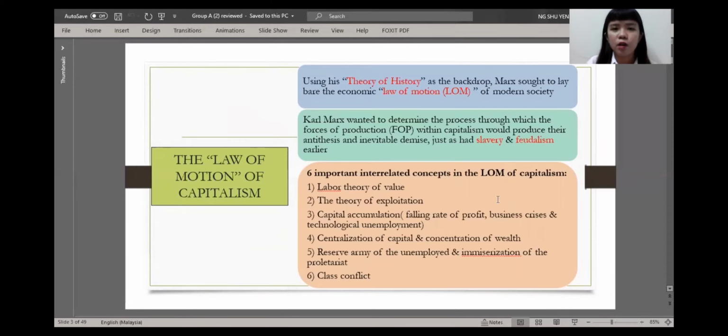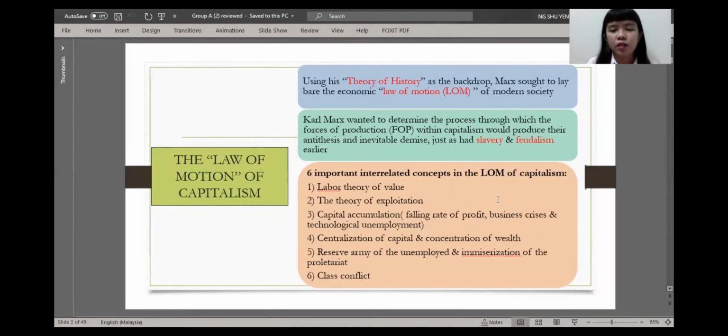In his theory of history, he sought to lay bare the economic law of motion of modern society. Besides, he wanted to determine the process by which the forces of production within capitalism would produce their own antithesis and inevitable demise, just as slavery and feudalism did earlier.